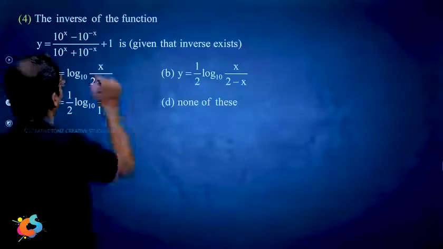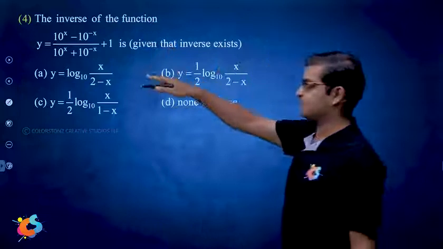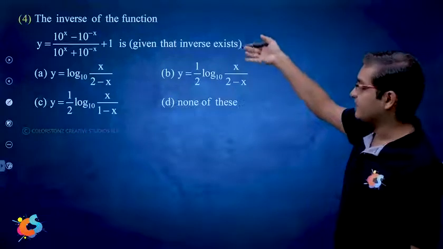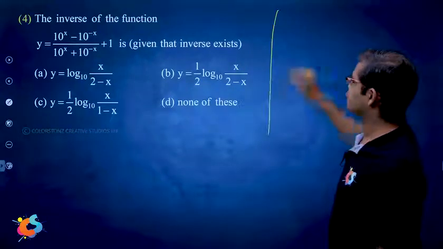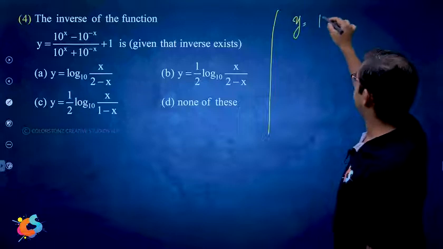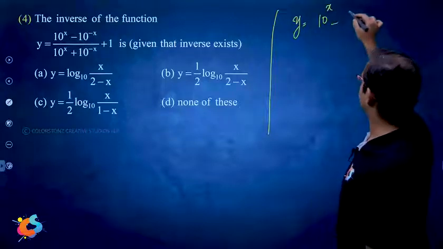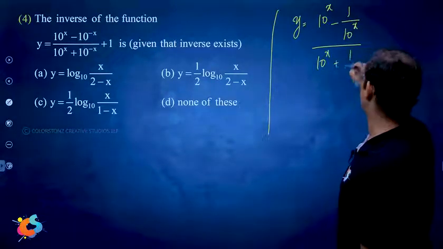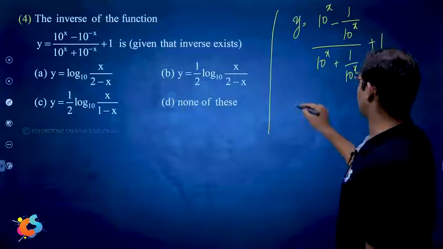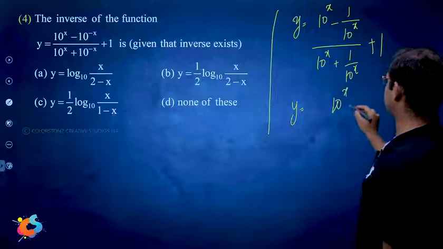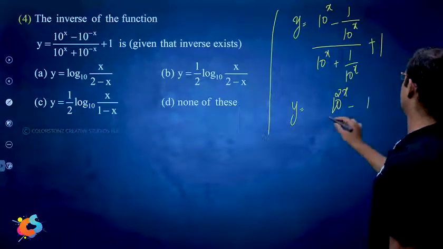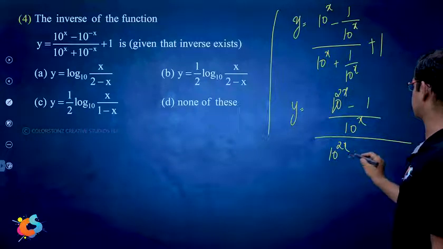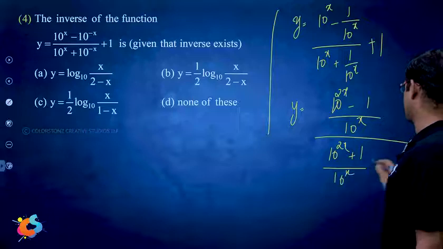The inverse of the function y is equal to 10 power x minus 10 power minus x plus 1 by 10 power x plus 10 power minus x. So this is very easy. Inverse exists is already given here. So just get x as a function of y. So let us first write it like this, because 10 power minus x is 1 by 10 power x: 1 by 10 power x divided by 10 power x plus 1 by 10 power x plus 1. So after this, just take LCM here, 10 power x into 10 power x, that is 10 power 2x, minus 1 by 10 power x, divided by 10 power x into 10 power x is 10 power 2x, plus 1 by 10 power x, plus 1.